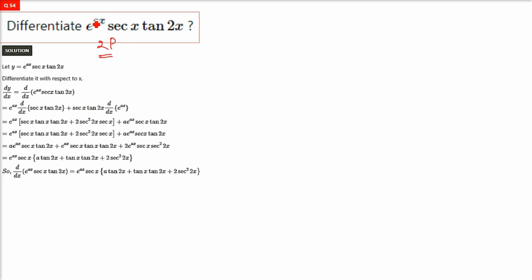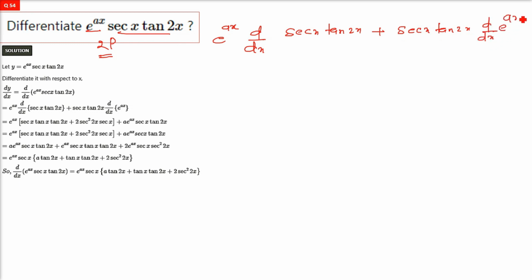So the way we solve this kind of question, we take any one, and the other 2 we take again as one term. So e raise ax d by dx of sec x tan 2x, then sec x tan 2x and d by dx of e raise ax. Alright. So first I will do the differentiation of sec x tan 2x. We will be applying the product rule again.